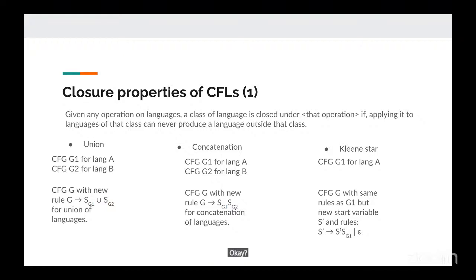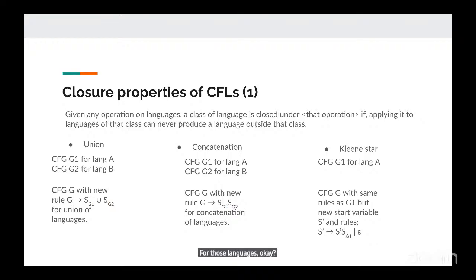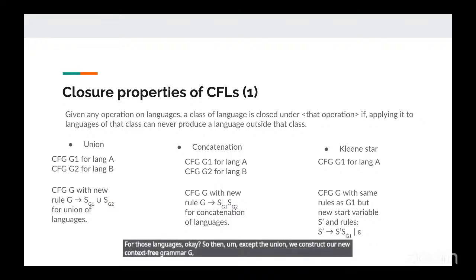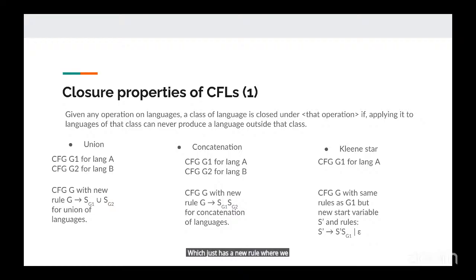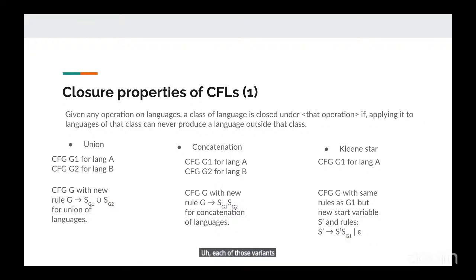So if we have two languages which are context-free, we also have context-free grammars G1 and G2 for those languages. For the union, we construct our new context-free grammar G, which just has a new rule where we move to the start variable of each of those grammars. I just realized this should be a vertical bar, so we can go to either one of those.